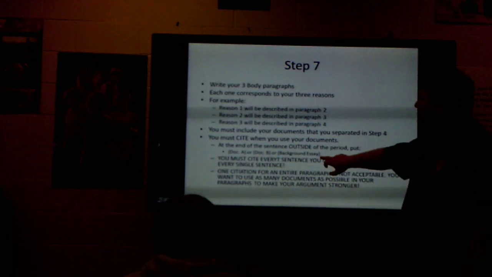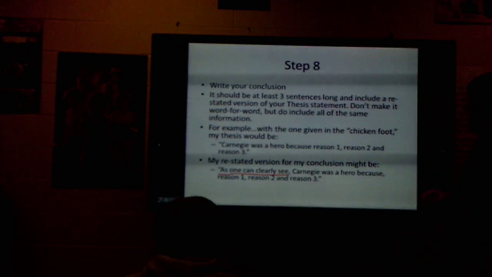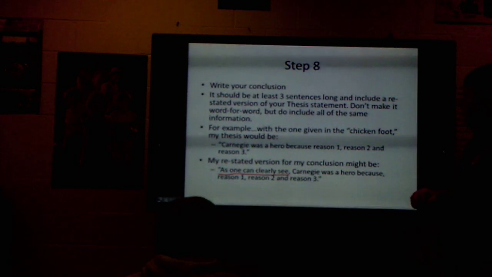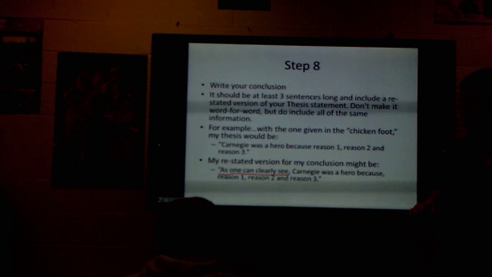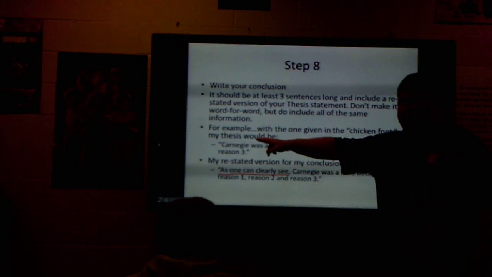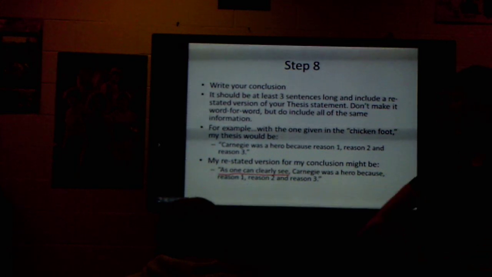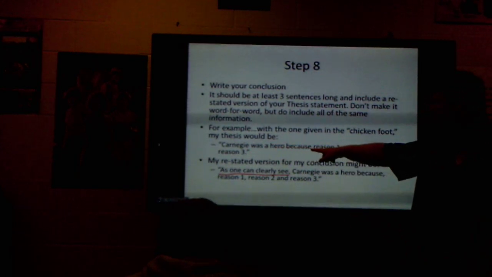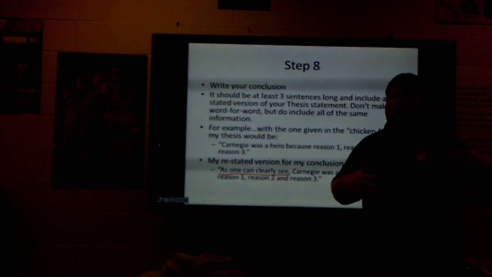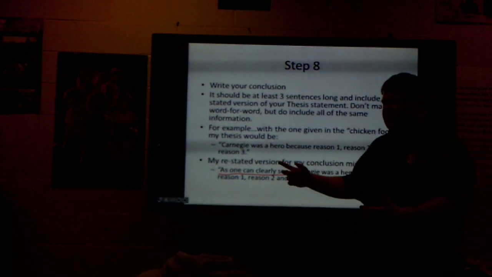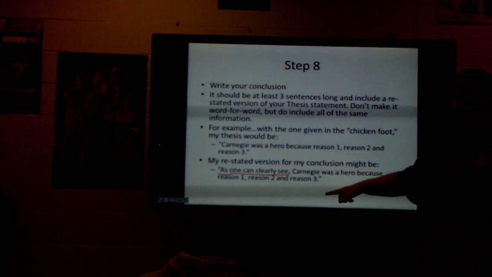All right? Step 8, write your conclusion. It should be at least 3 sentences long. Include a restated version of your thesis statement. Don't make it word for word, but do include all the same information. So, for example, with the one given in the chicken foot, my thesis is Carnegie was a hero because reason 1, reason 2, reason 3, okay? Or Carnegie was not a hero because of reason 1, reason 2, reason 3. My restated version would be like this.